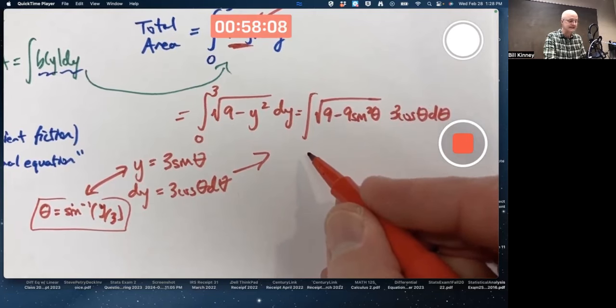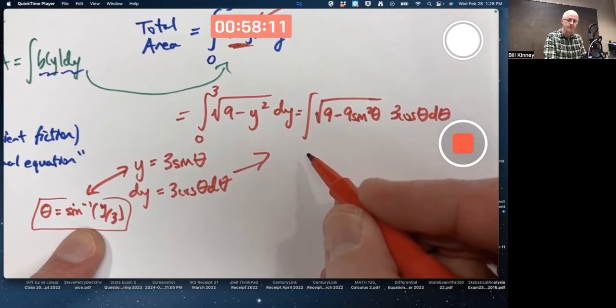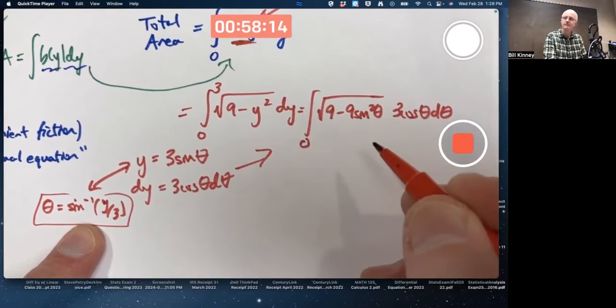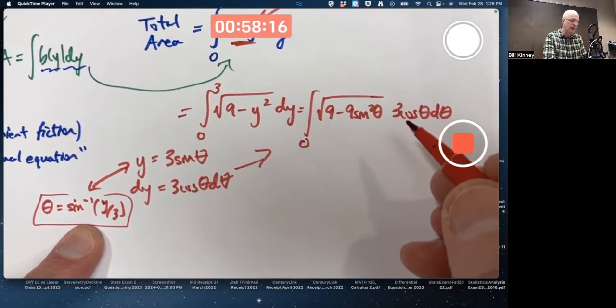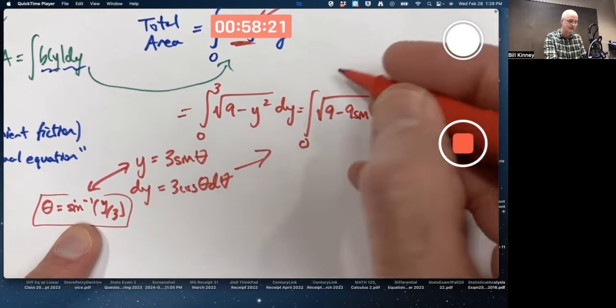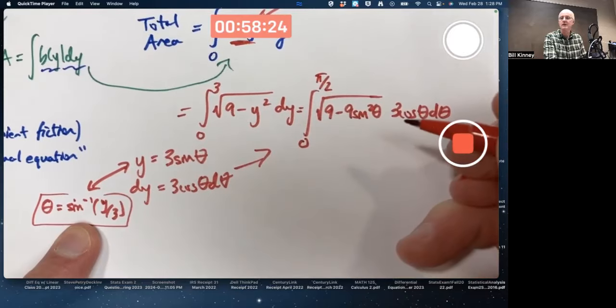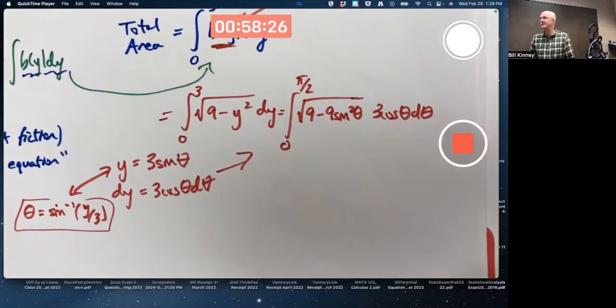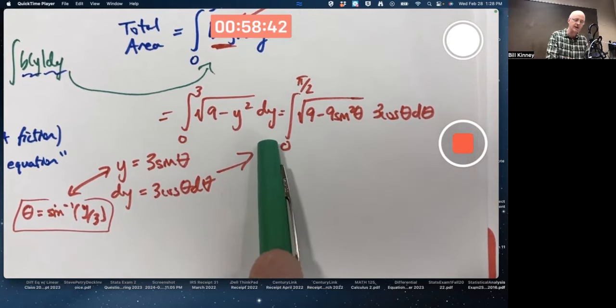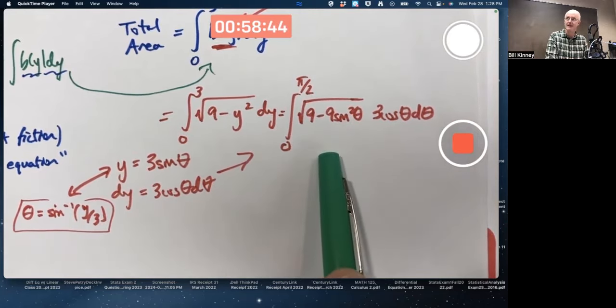The lower limit stays the same: I replace y with 0, and inverse sine of 0 is still 0. But if I replace y with 3, I get inverse sine of 1, which is not 3, it's pi over 2. So I have to change the limits of integration. This is going to be really handy in multivariable calculus when you're using, for example, polar coordinates. If you don't practice it now, it'll be big problems in multivariable calculus. It's also technically required if you want equality. I emphasized this a couple weeks ago.